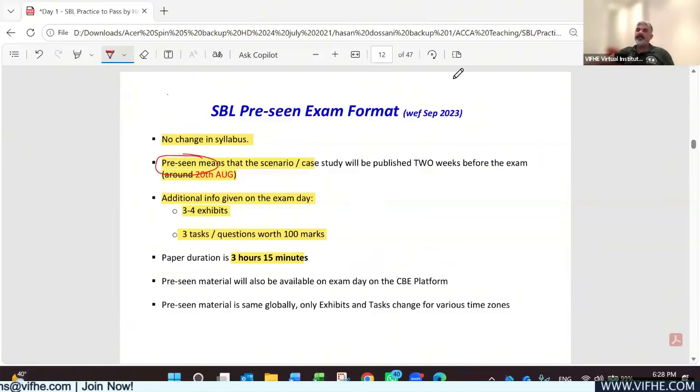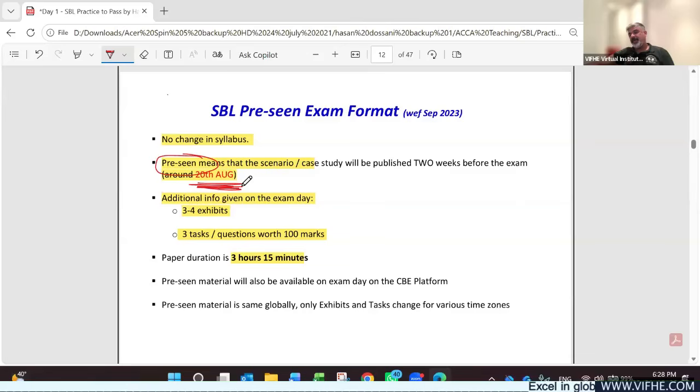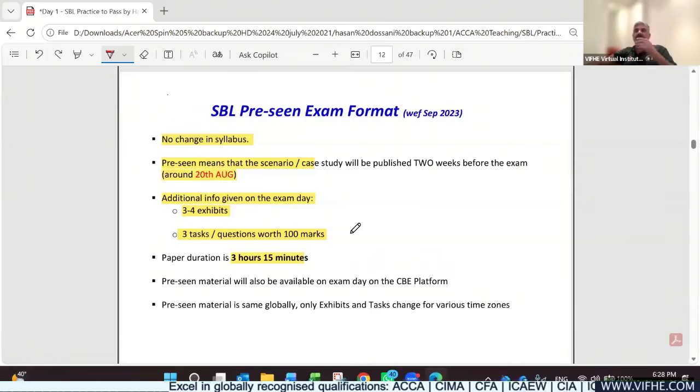Okay. So your pre-seen will be published on 20th of August. And for my paid students, I will be spending 2 full days on decoding the pre-seen so that you have a really good grip over the scenario. All right.